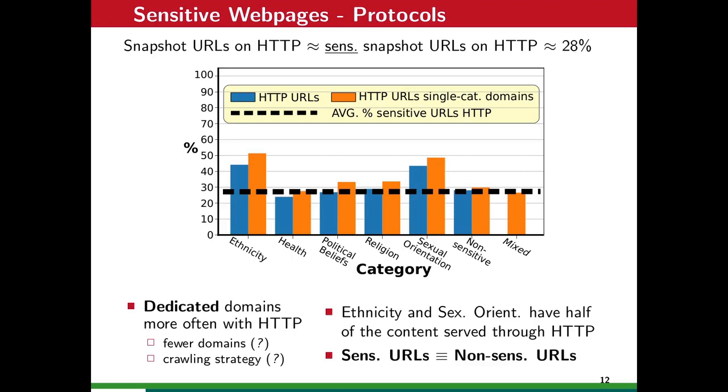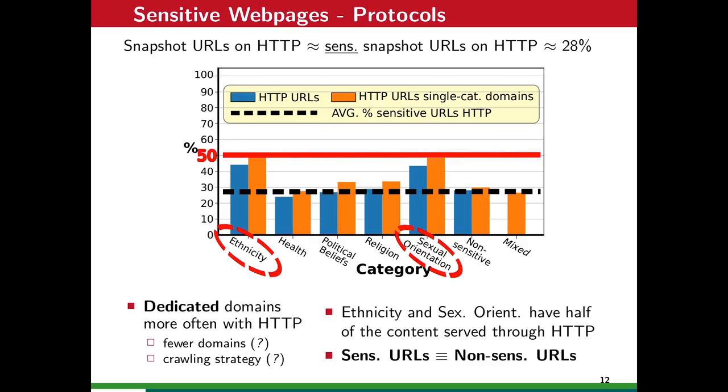The first thing that we observe is that there are some differences, and those differences are consistent across all of the categories, depending if the URL is accessed or not from a dedicated domain. For all of the categories on dedicated domains, URLs are more likely to be accessed with HTTP. Possible explanations of this phenomenon are that in case of dedicated domains, we observe fewer URLs, or that hyperlinks within a website more often appear with the HTTP protocol. A second observation regards the fact that two of the sensitive categories, namely ethnicity and sexual orientation, have many more URLs that are offered through HTTP.